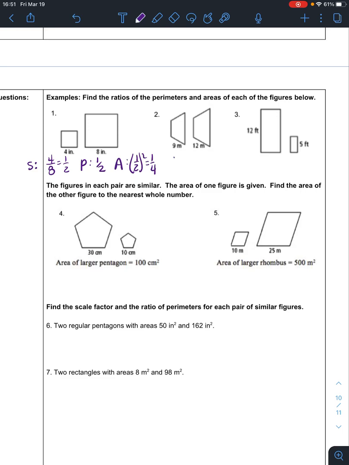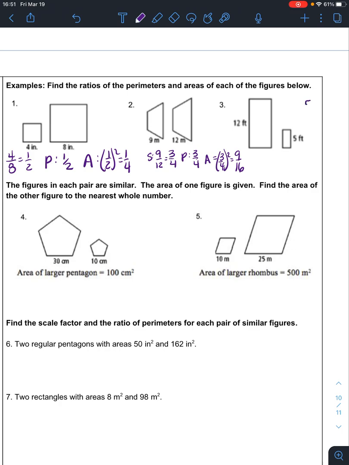So let's do the same thing with number 2. So my sides are in a ratio of 9 to 12. Always reduce. Reduce those so that you can deal with the easiest versions of your numbers. That reduces to 3/4. That means my perimeter is going to be in a ratio of 3/4, and my area will be 3/4 squared, which is 9/16.